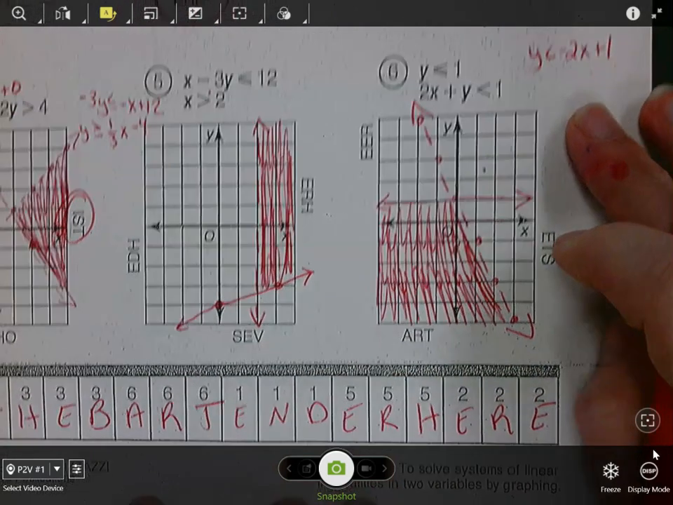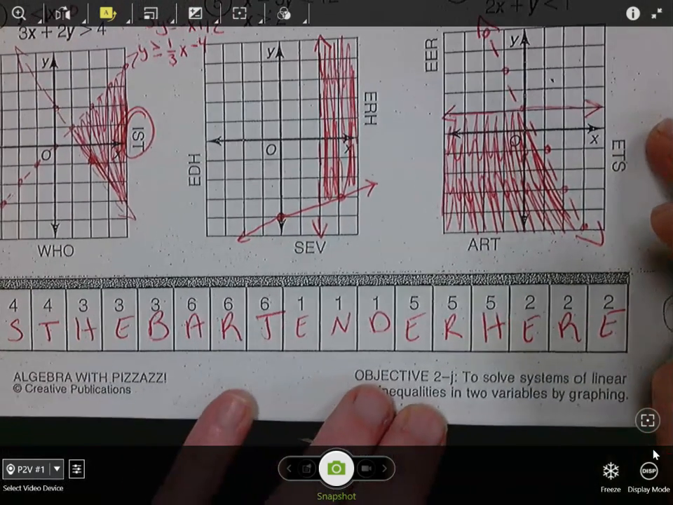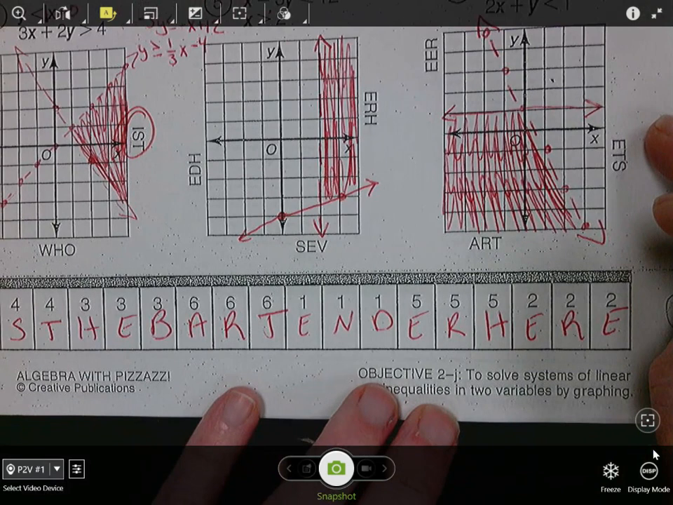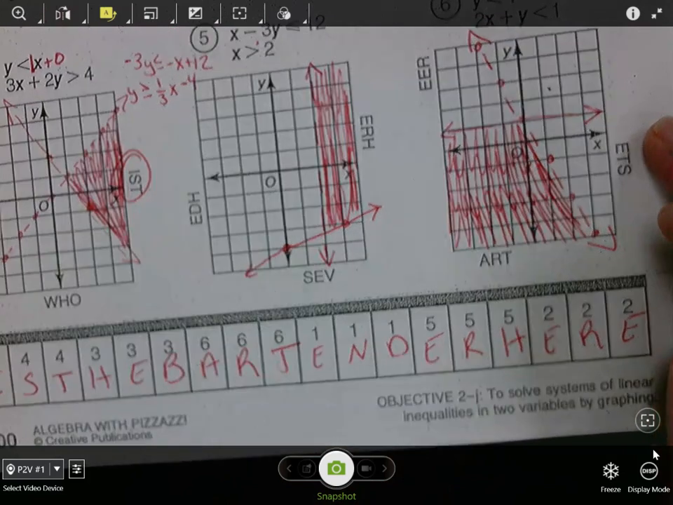And at the bottom, you should have gotten, is the bartender here? Okay. All right. What? Oh, sorry.